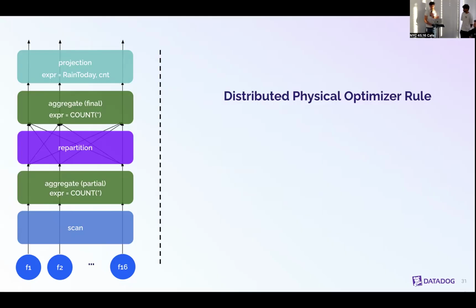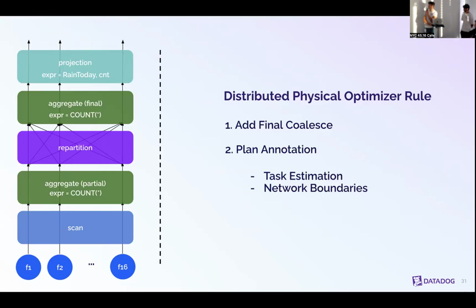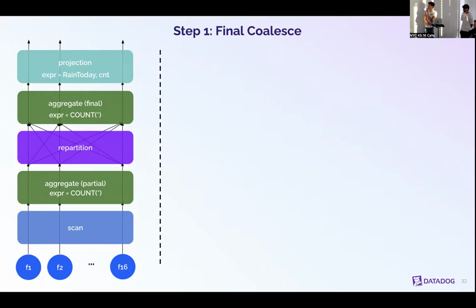As I mentioned before, distributed DataFusion is just one big physical optimizer rule with a few steps in there. First, we'll add a final coalesce. We will then annotate our plan, estimating any tasks and network boundaries. And then finally, we'll materialize our distributed plan. I'll go into that now. The first step here is adding a final coalesce.